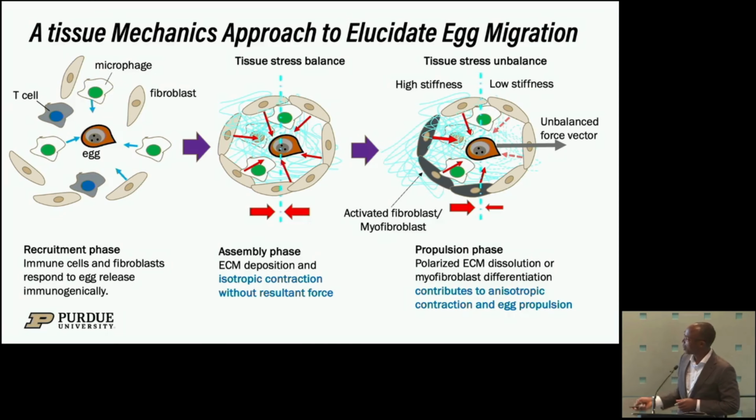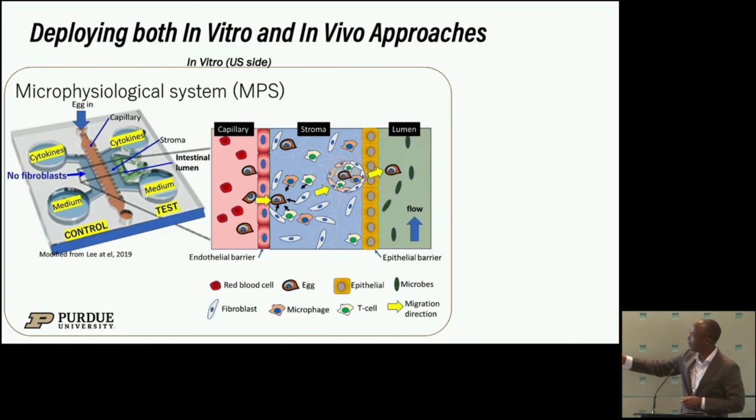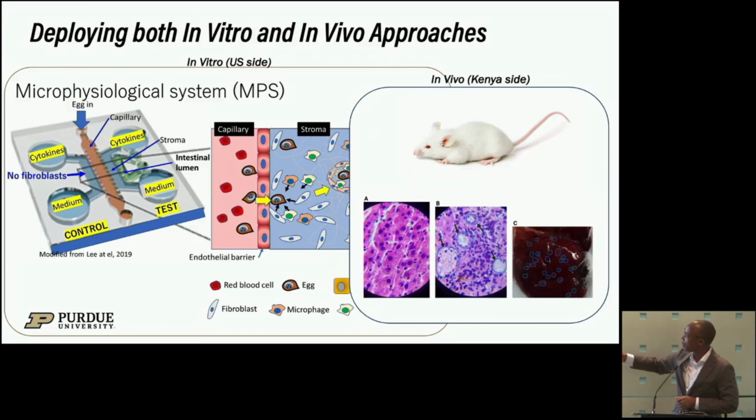So the work that we are trying to do here, we have the in vitro work where we are developing microphysiological systems, and we are trying to build this sort of a chip where we have the capillary, the stroma, the lumen, and right now we are trying to look at the migration process specifically in the stroma itself. Another part of the work is being done in Kenya, where we have in vivo studies. They are infecting animals and looking at the tissues, how the granuloma forms in vivo.